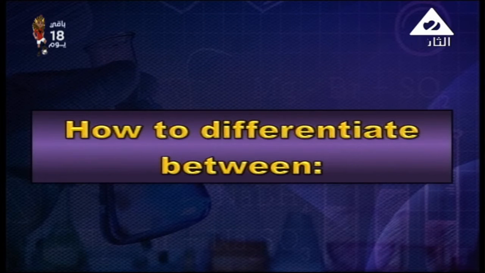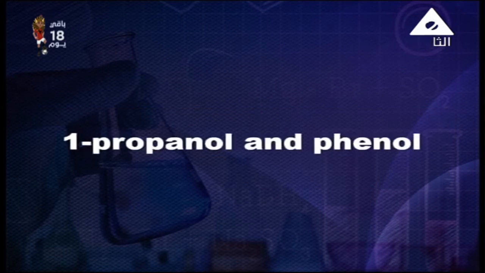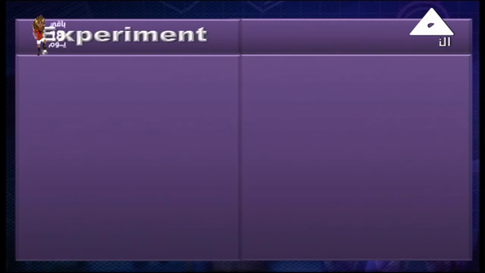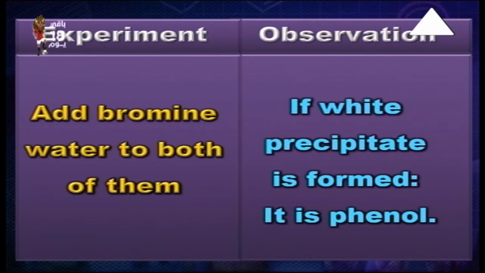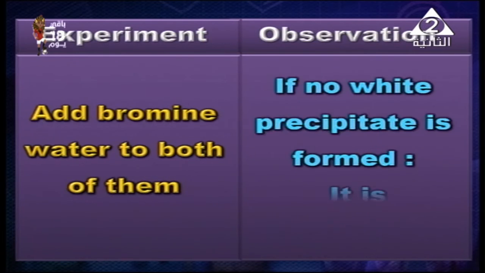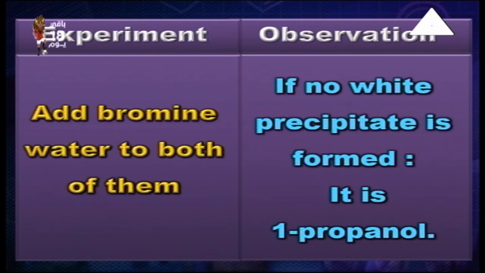Next type of question, how to differentiate between 1-propanol and phenol. Here's the experiment. Add bromine water to both of them. Here's the observation: if white precipitate is formed, it is phenol. If no white precipitate is formed, it is 1-propanol.